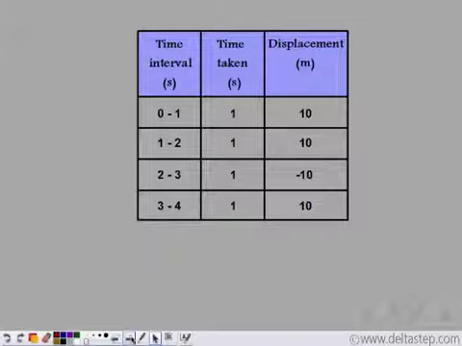Why? Because if rightward direction is the positive, what will be the minus direction? The leftward direction. And in 2 to 3 seconds, the boy moved 10 meters towards left. So his displacement is minus 10 meters. In 3 to 4 seconds, the boy moves 10 meters towards right and his displacement is plus 10 meters.